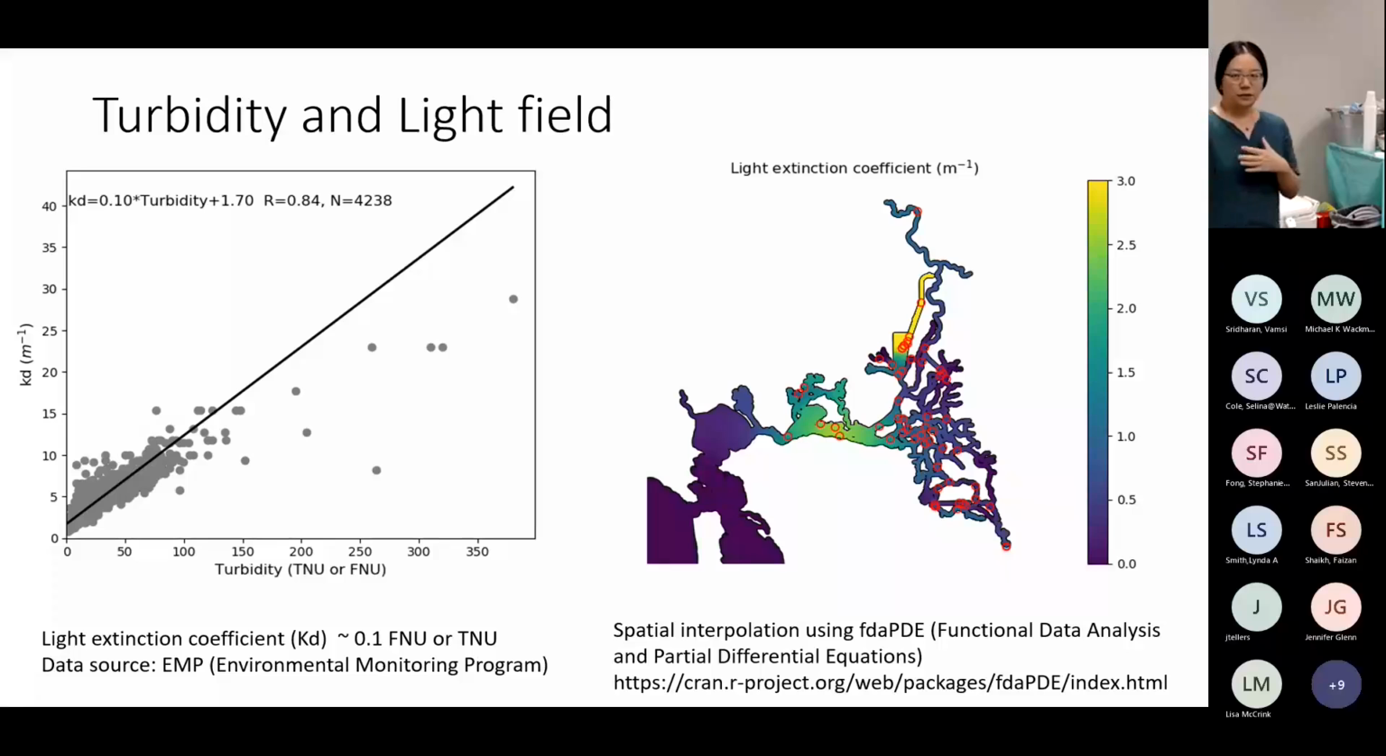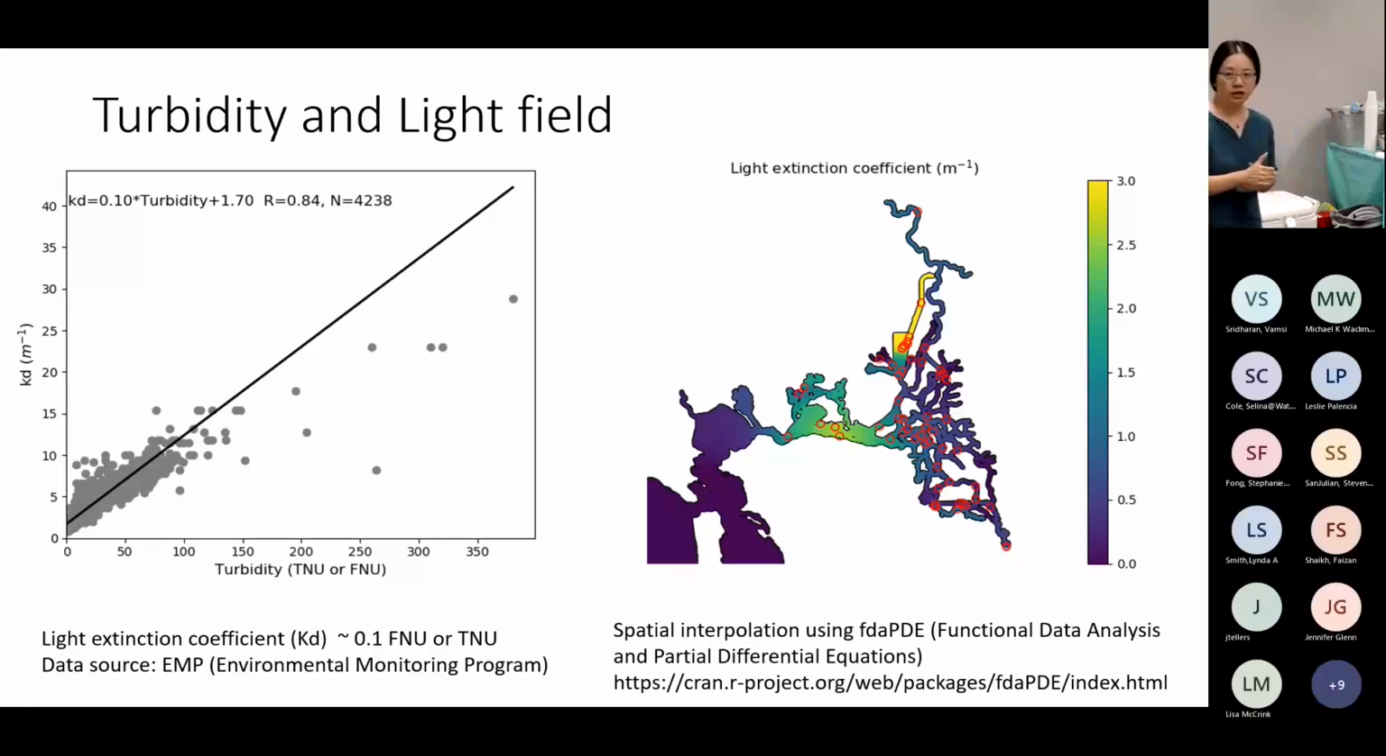So on this slide, I just give you an introduction to the light field we're using in the model. The light extinction coefficient controls how much light is available for phytoplankton growth. On the left, I'm showing you a calibration between the observed turbidity in FNU and NTU units, and on the y-axis, the light extinction coefficient. This data set is from EMP, and you can see that the 2 variables are highly correlated, with the light extinction coefficient being about 1/10 of the turbidity.